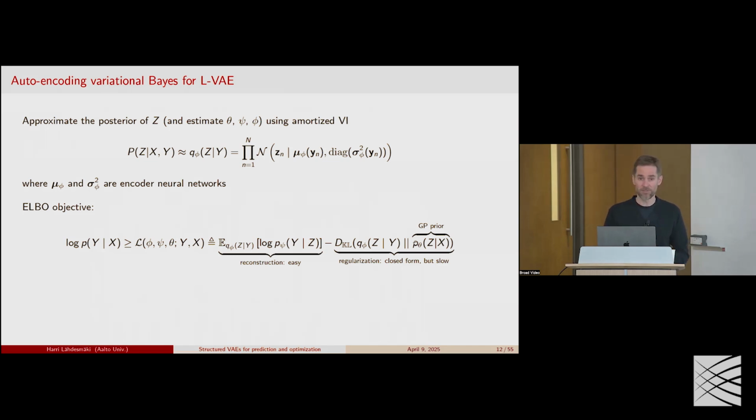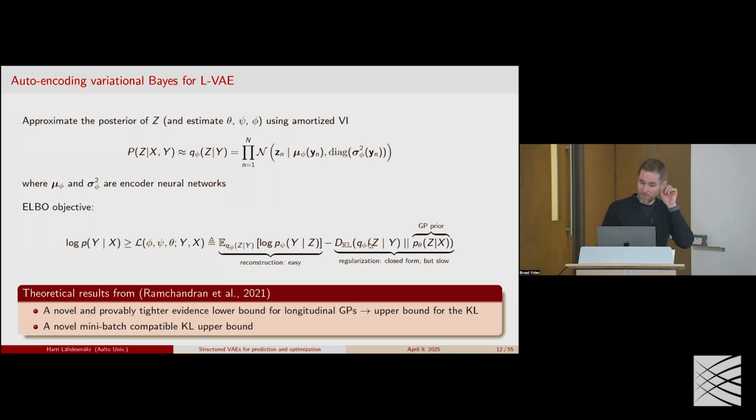The second part does not, because we have constructed it in a way that it contains the correlations that we want to model. This has a closed form solution because everything is Gaussian. If you just have a million data points, then it's a million times million matrix. So this can be slow to compute.